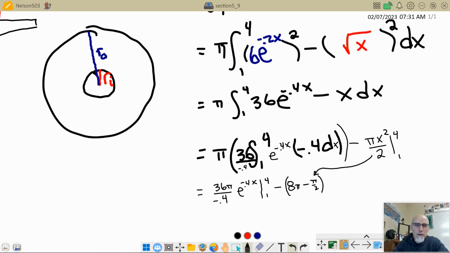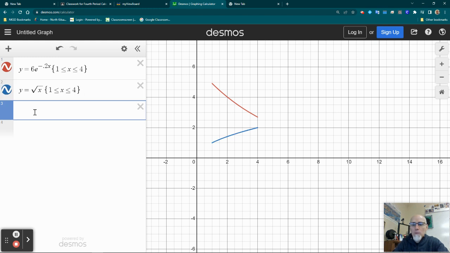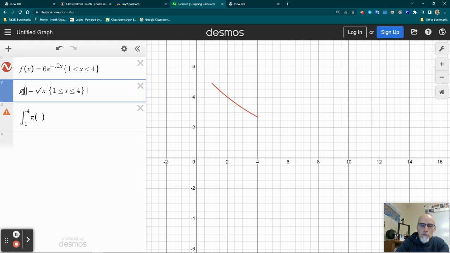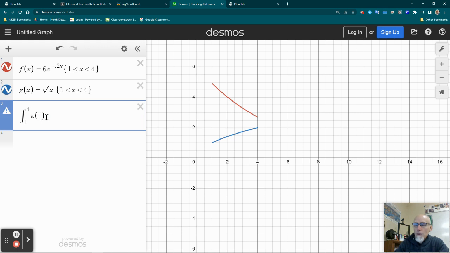Now, we could do something like this. We could go over to Desmos, and we could type in integrate. We're going to go from 1 to 4, and then we're going to take pi, and then we're going to do this function right here squared, right? So we could rename this f of x, and we could rename this g of x. And then we could come down in here and go f of x and put a squared on the outside. And then we would need minus, and we're going to go g of x.